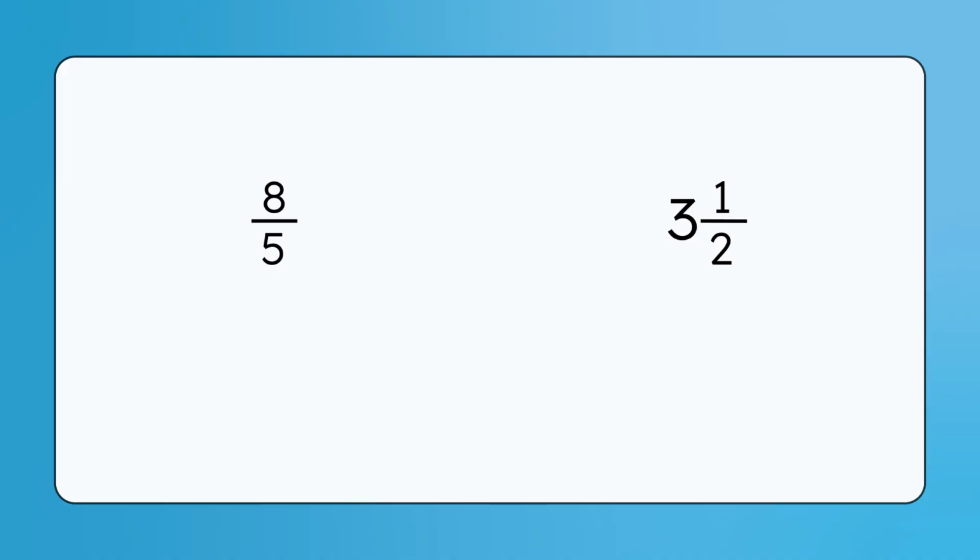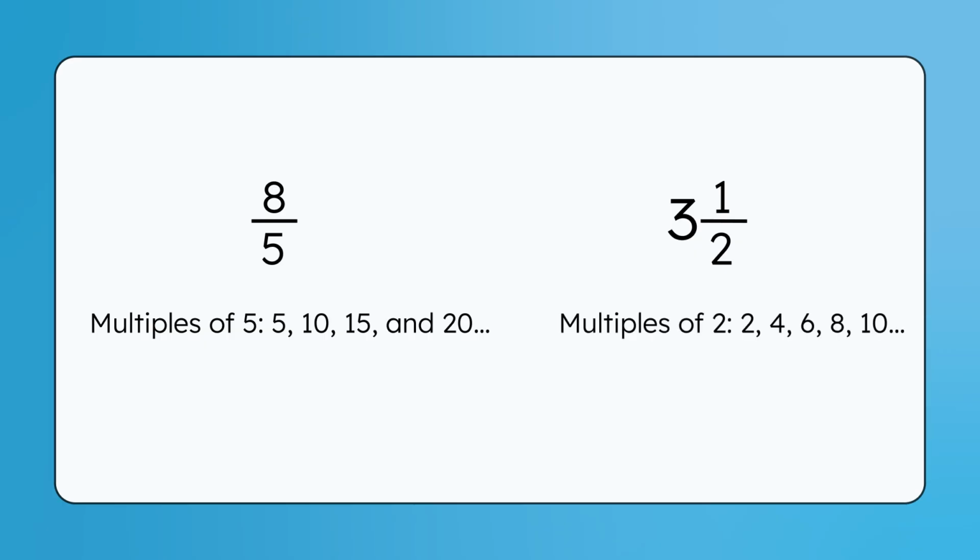They're different. To find a common denominator, we list a few multiples for each, then find the lowest one they share. The first few multiples of 5 are 5, 10, 15, and 20. And multiples of 2 are 2, 4, 6, 8, 10, 12. Yes, that's enough. Usually 4 or 5 multiples work, but sometimes you need more.